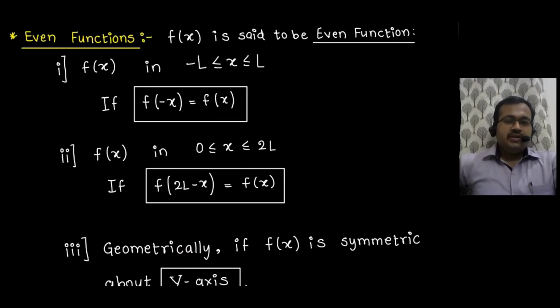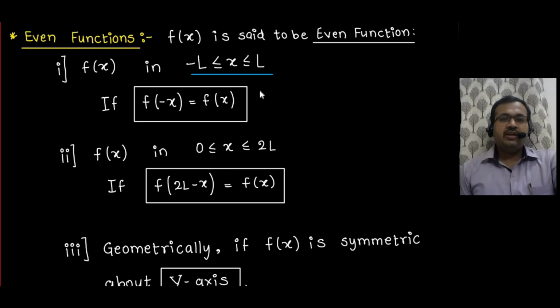Now we discuss even and odd functions. Let f of x be a single valued continuous function defined in some range. Then f of x is said to be an even function if f of x is defined in the interval minus L to L, and after replacing x by minus x, your function remains unchanged. Then we call the given function an even function.